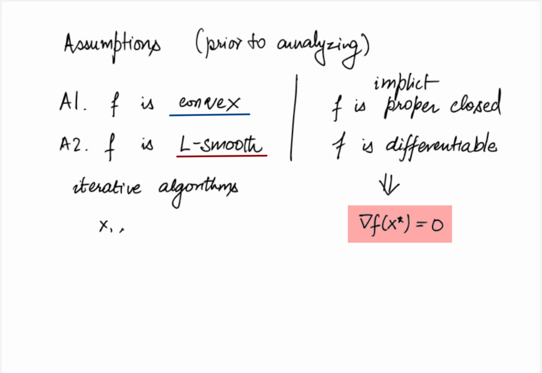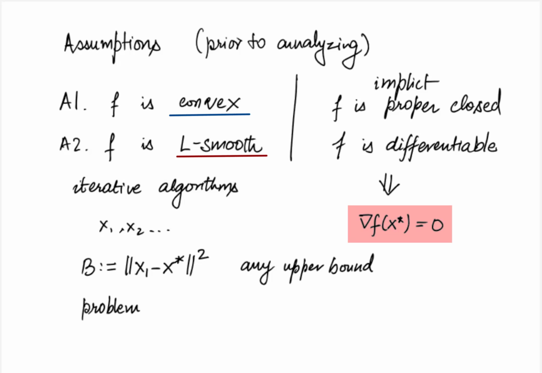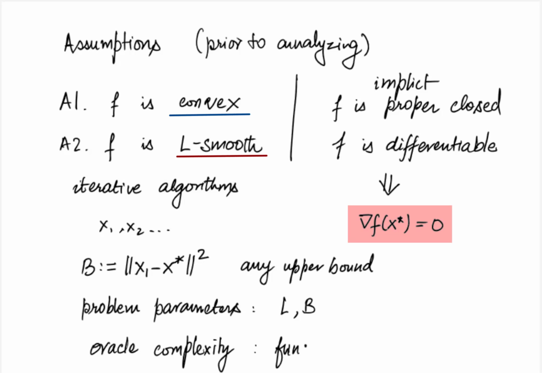Finally, when we are looking at iterative algorithms, they usually start at some initial point x1 and generate iterates x2, x3 and so on. So we need the following assumption, which is that B is equal to norm of x1 minus x star squared. Though in practice, any upper bound on B suffices, since we don't actually know x star. So in summary, we have two problem parameters, L and B. The oracle complexity bounds of gradient descent will be in terms of these two parameters, L and B, as well as the optimality threshold epsilon.